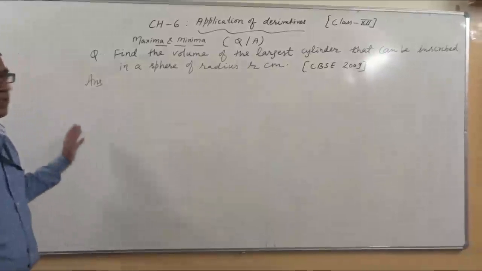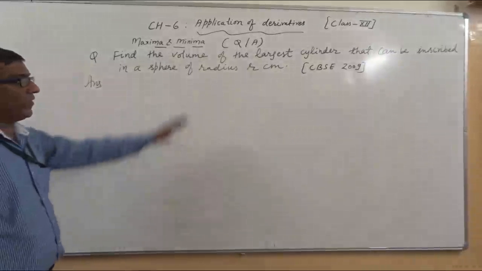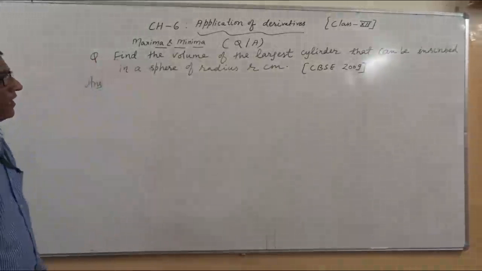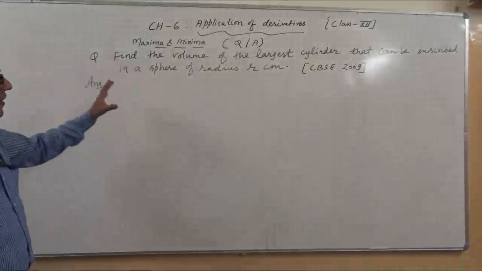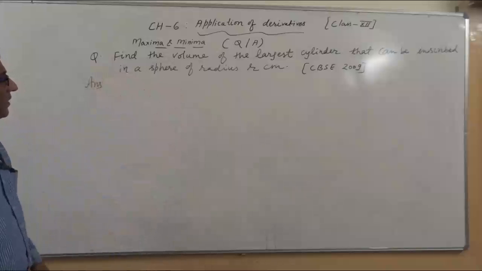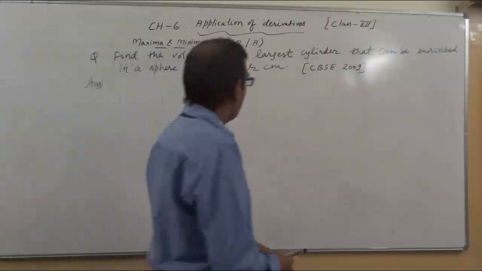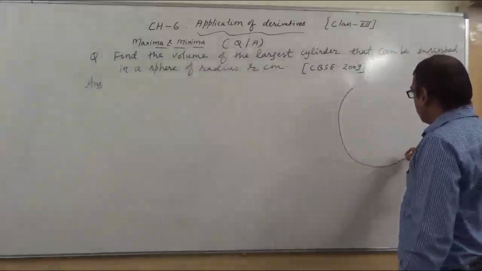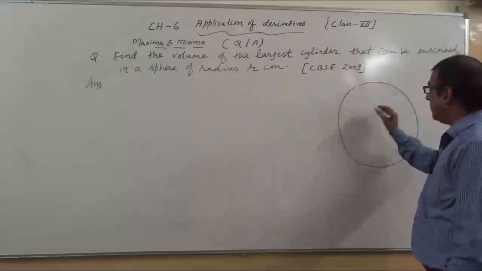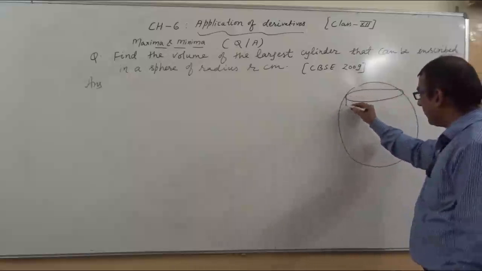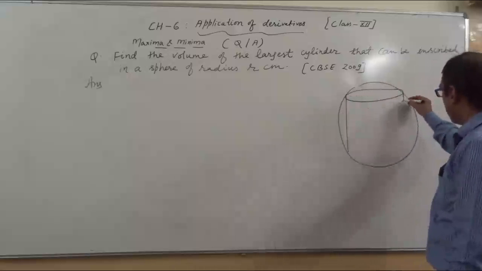Now I am continuing with a question from CBSE 2009. The question is: find the volume of the largest cylinder that can be inscribed in a sphere of radius r centimeter. So how will we solve this type of question? First we will make a diagram. This is the sphere, and now we will make one cylinder inside it as per the language of the question.